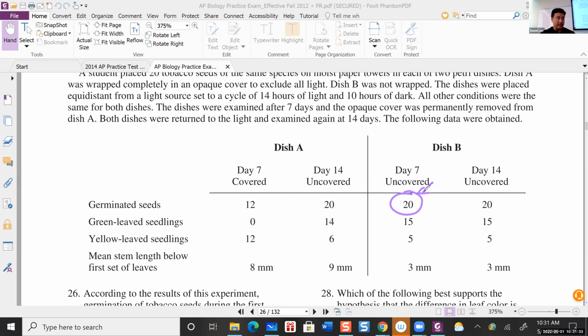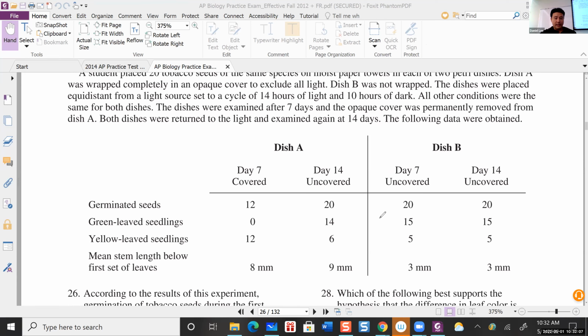So there are only 20 seedlings. What this means is that 20 germinated after 7 days. So they remain germinated. But what about this? How many germinated in the first 7 days in the dark? 12. So 8 did not germinate until 7 days later, when those 8 germinated. So that's why you have 20 at the end of the 14 days. So 12 germinated, and the rest of the 8 germinated in the second half. So that kind of shows you that it seems like light is required for germination, right?